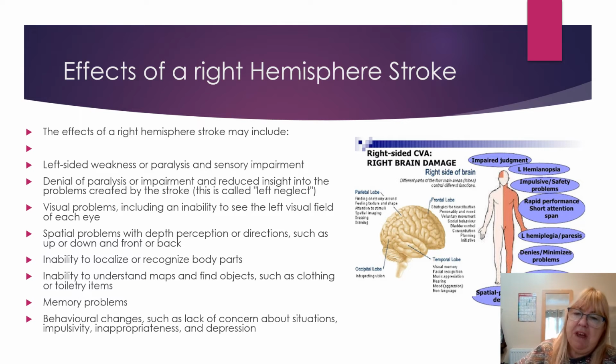Spatial problems with depth and perception, directions such as up and down, front and back. People can get confused and get it the wrong way around. Inability to recognize body parts. Sometimes people don't recognize their hand as their own. They think it's somebody else's. That's very strange, but you can imagine it's quite frightening as well. Inability to understand maps, find objects such as clothing or toiletry items.